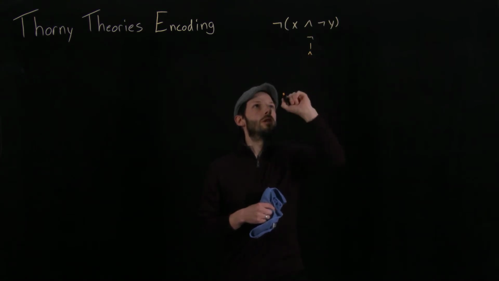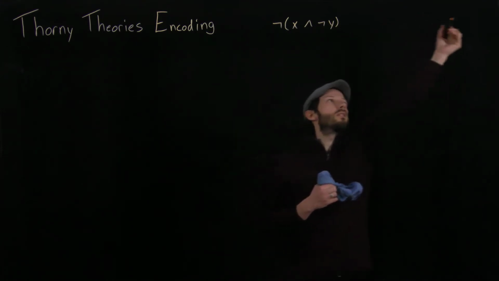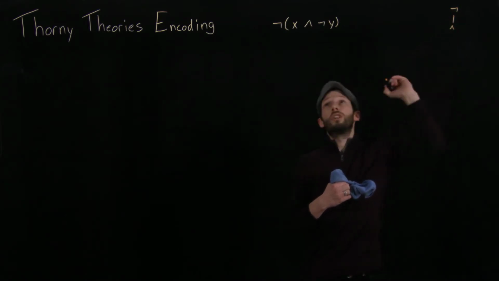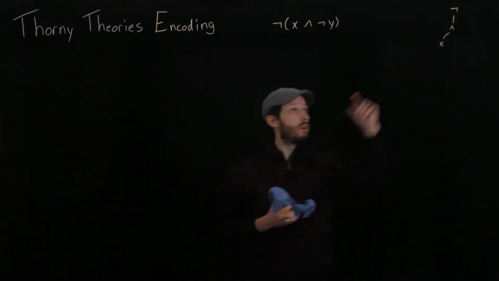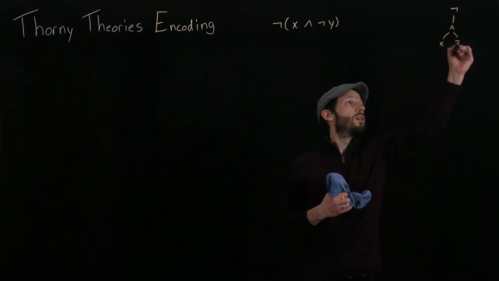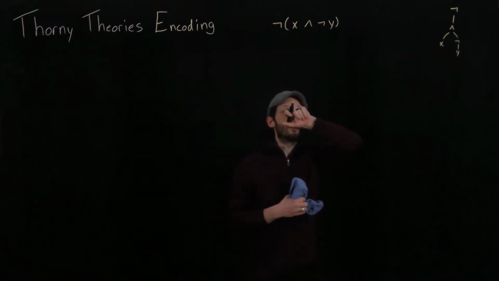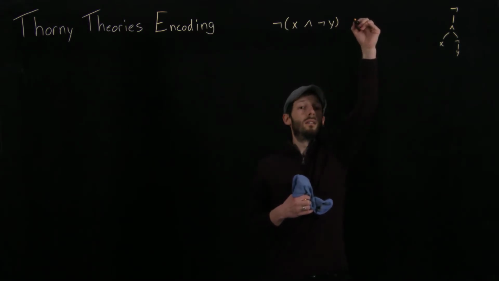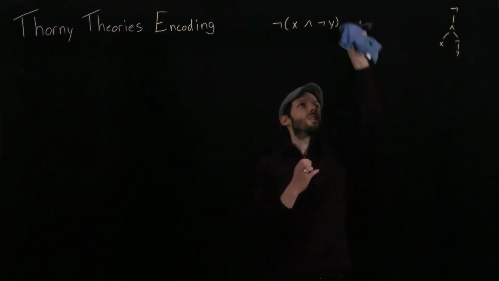Comes down to a conjunction. Actually, I'm going to write the trees on the side. We have the negation at the top, a conjunction underneath, an X, and a negation and a Y, right? And if you look at this and we were to push the negation in using De Morgan's, it's the same thing as saying not X or Y, right? The double negation happens here, and I'll write this a little bit bigger.